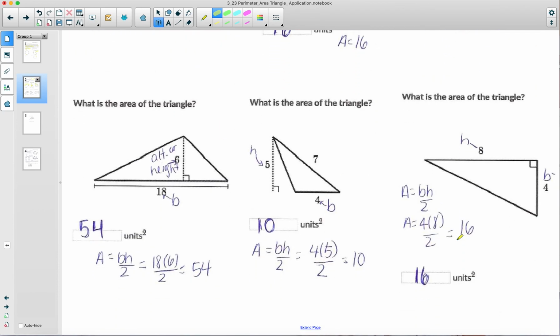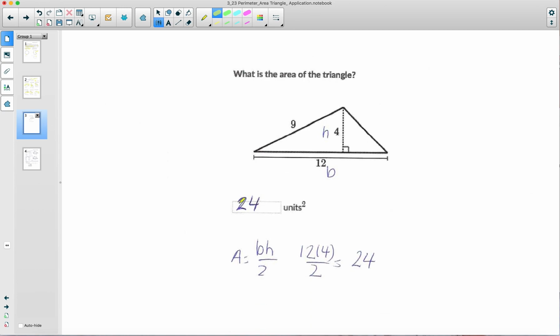Okay. And then just some more of the same types of diagrams. We have a base here of 18, a height of 6. So when we substitute it in, 18 times 6 divided by 2 gives us 54. Over here, height of 5, base of 4, same idea, just substituting in, dividing by 2, and we get 10. Base of 4, height of 8 gives us 8 times 4, which is 32, divided by 2 gives us 16. Okay. Hopefully those are pretty straightforward, and we have one more practice here.